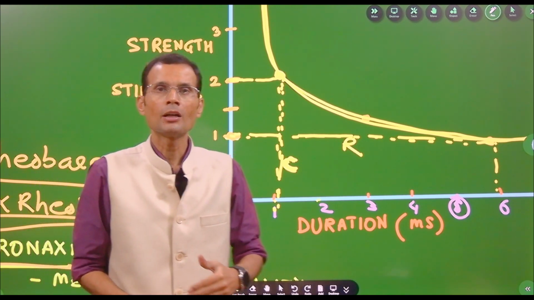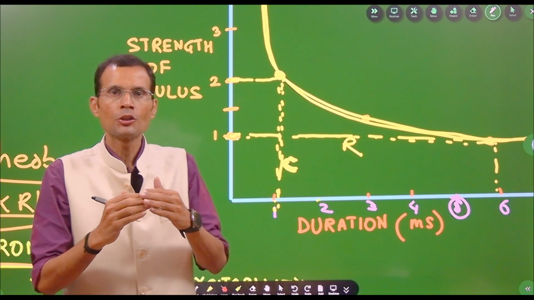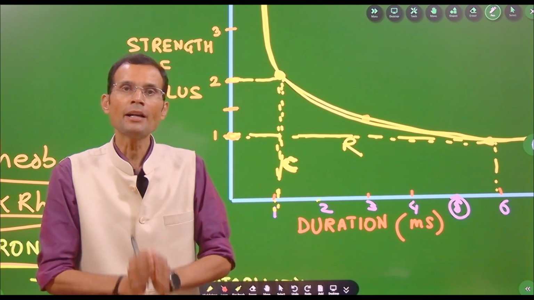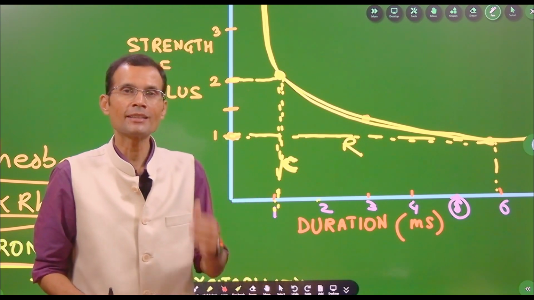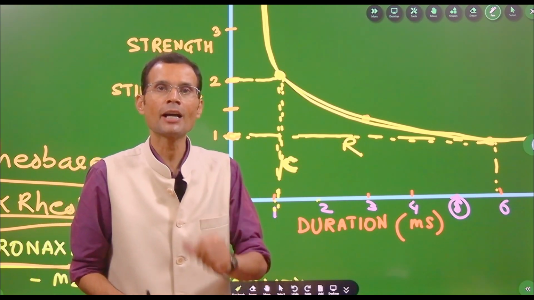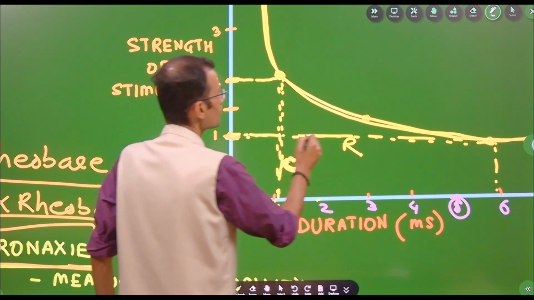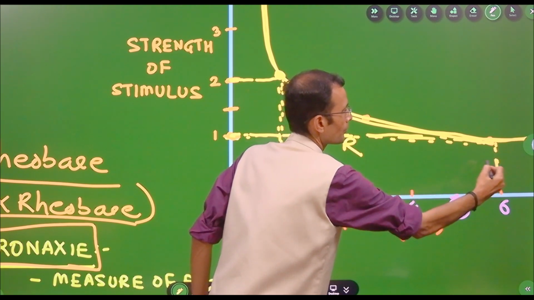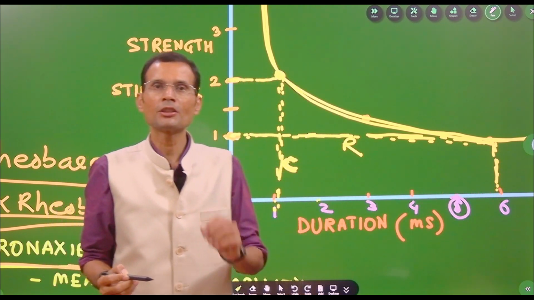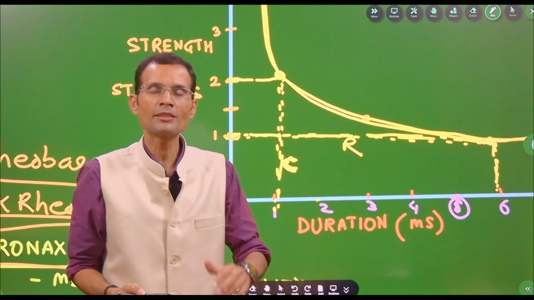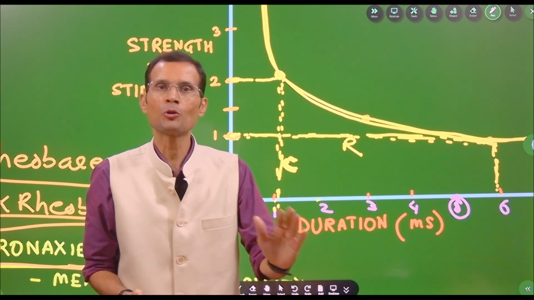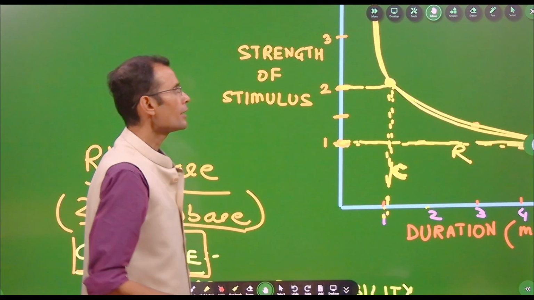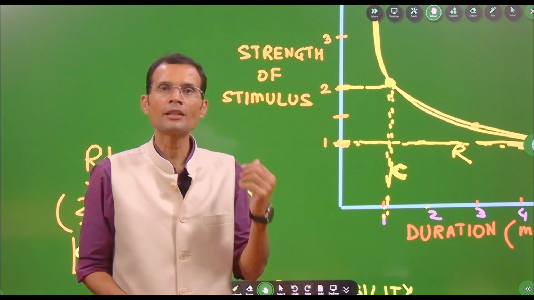One more, sometimes you apply the rheobase strength of the stimulus and you see how much time the tissue takes to excite, and that time is called as utilization time. So this is the utilization time taken by the tissue to excite when the stimulus strength was single rheobase. It's called as utilization time. All right, so these are the definitions required in the graph.